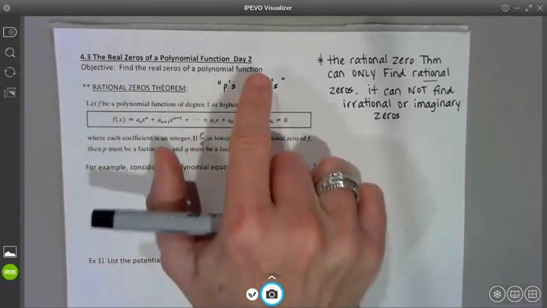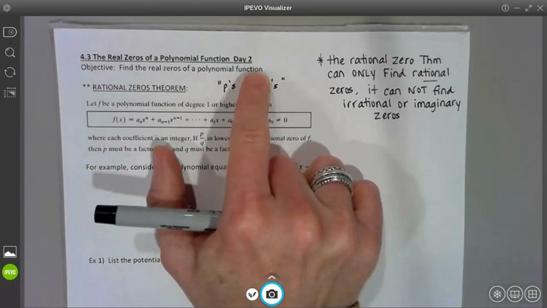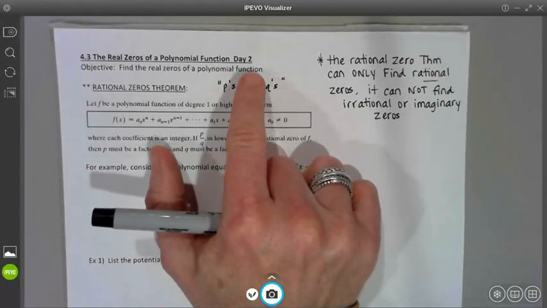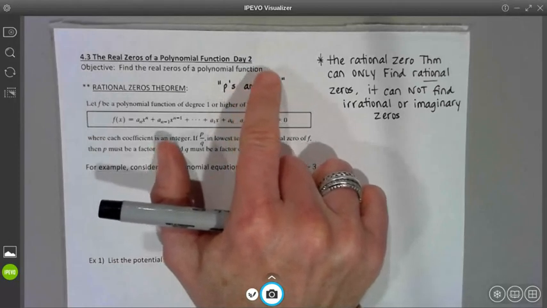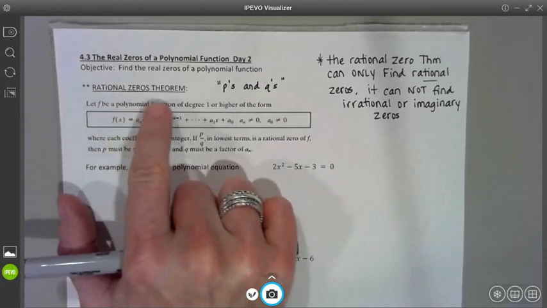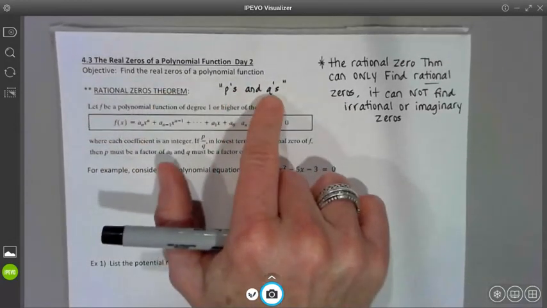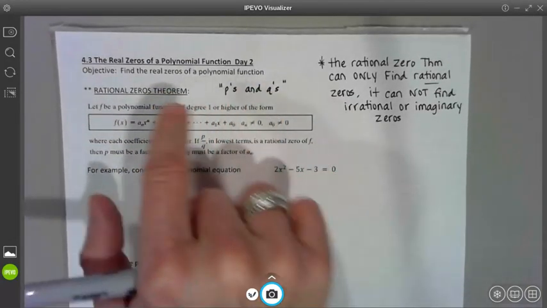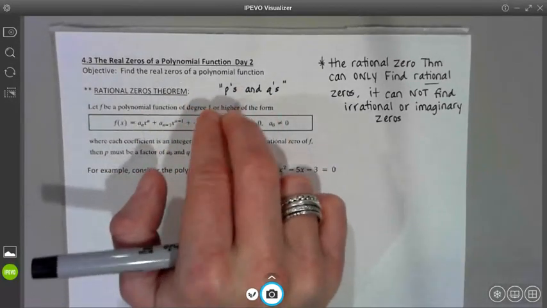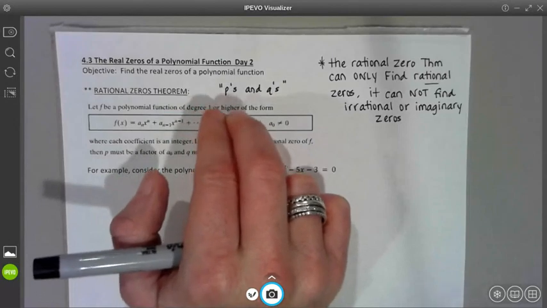The problem is when the degree of these polynomials gets higher and higher, like degree 4s, degree 5s, degree 6s, to set those polynomials equal to 0 and solve for the zeros becomes harder and harder. So the rational zeros theorem, otherwise known as your P's and Q's, if you remember from Algebra 2, helps us break down these higher degree polynomial functions that are harder to factor.